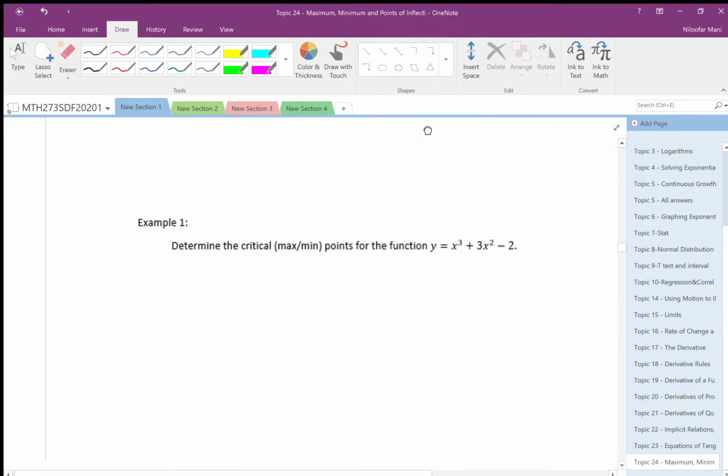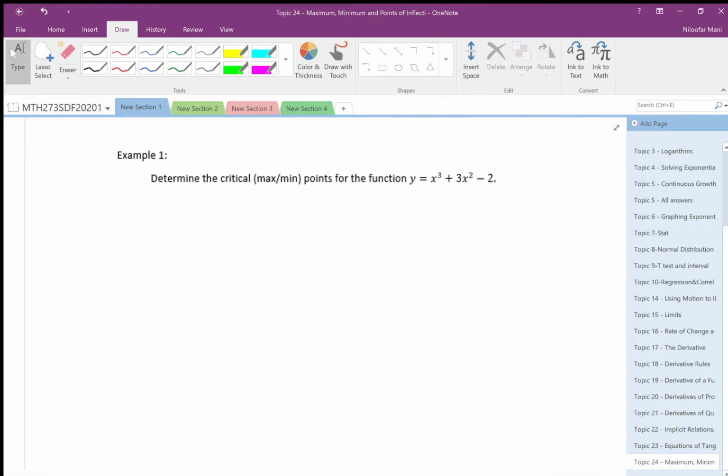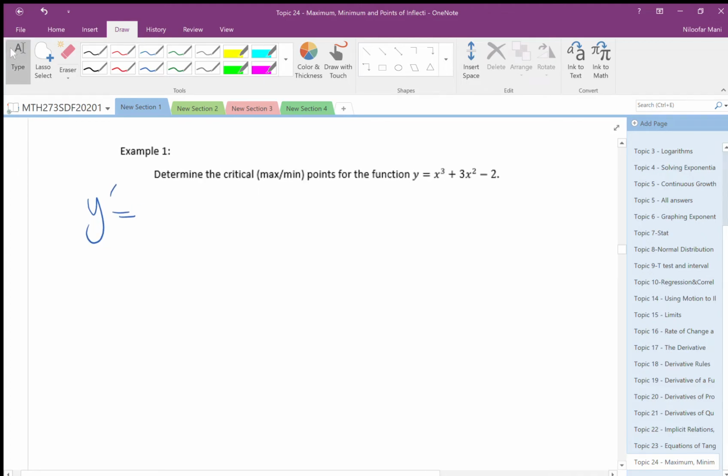Now I can do it here. Determine the critical points of this function and check if they are maximum or minimum. Step by step, if you follow this, you are going to be fine. The lesson is not hard, but you have to do several steps. So y prime is what? 3x squared minus 6x.